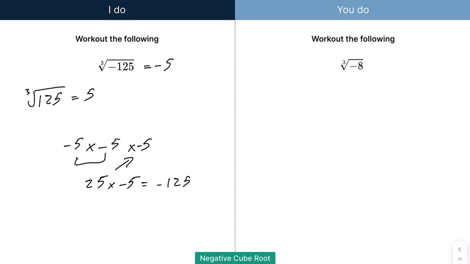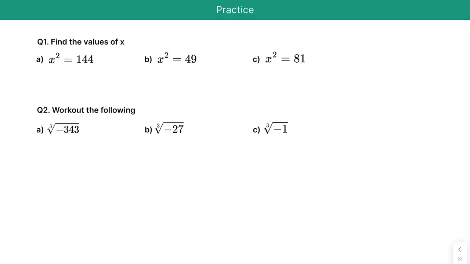Okay, so again, if you look at the one on the right, well, what 3 numbers do I multiply to give me 8? That's 2, but the answer is going to be minus 2, okay, because it's a minus 8. So here's some practice questions you need to have a go at. Press pause and have a go. Here are the answers. Mark your work.